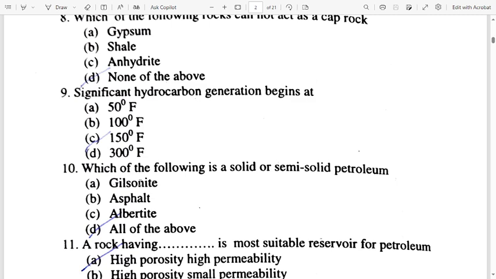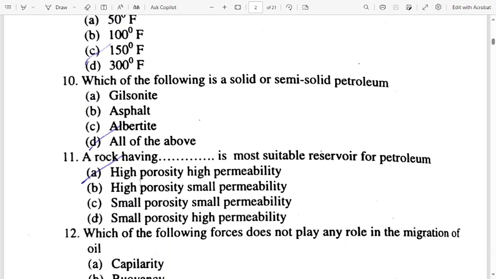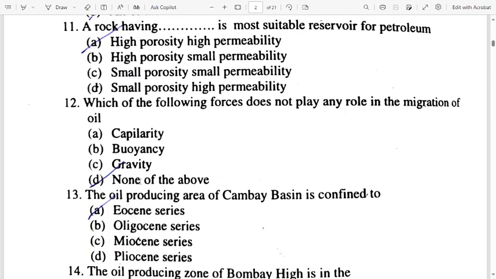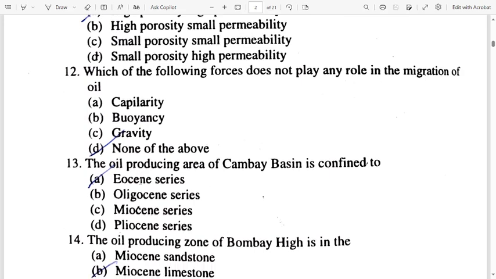Which of the following is a solid or semi-solid petroleum? That is gilsonite, asphalt, albertite, all of the above. A rock having high porosity, high permeability is most suitable for reservoir for petroleum. Which of the following forces does not play any role in the migration of oil? Capillarity, buoyancy, and gravity. None of the above. All of these play a role in migration. So capillarity is required, buoyancy is required, gravity is required.